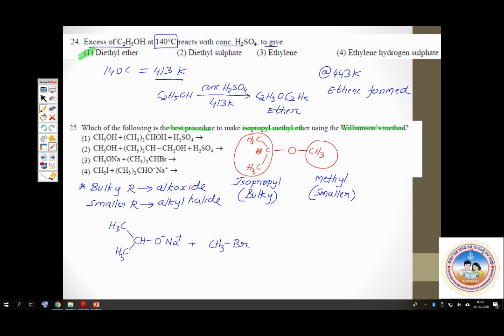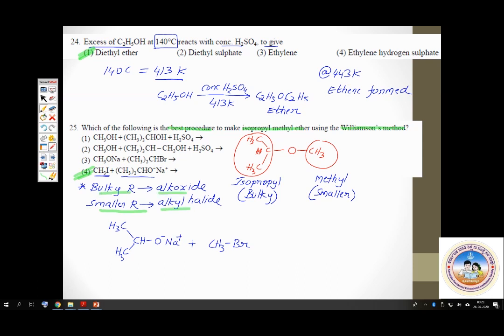So the small group becomes the alkyl iodide, and the bulky group becomes alkoxide. That is what is followed here. Mark it as an important question. This is an important question for your entrance exams. That was question number 25, methods of preparation. Let's proceed further. Hope you have taken it down, all of you. Next slide.